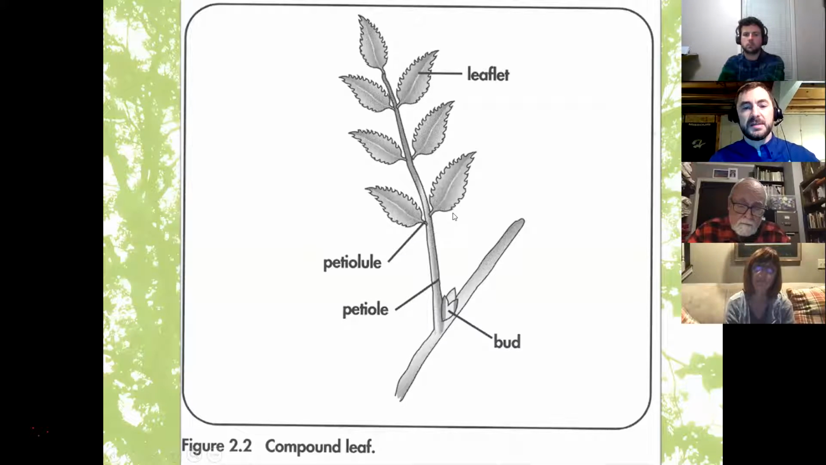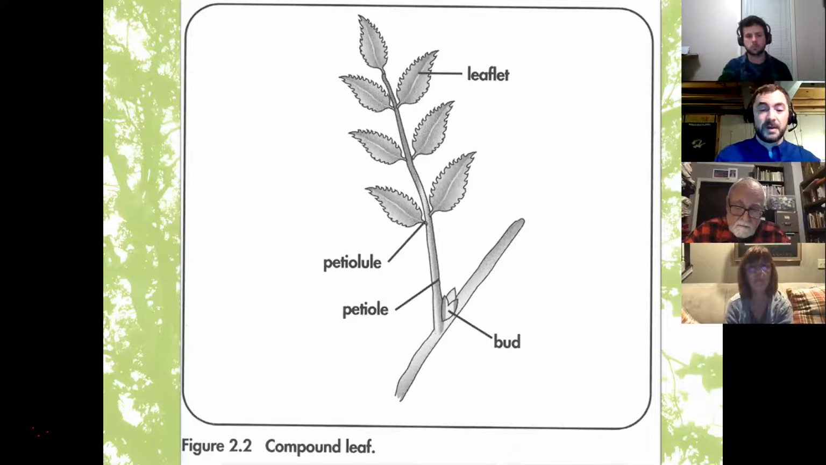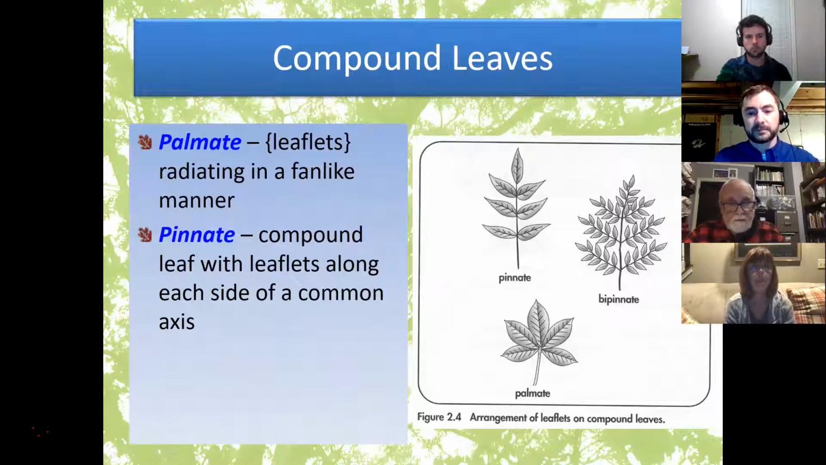Every little leaflet is not called a leaf. I know it can be confusing, especially when we start looking at it in the real world and you're trying to look up into a canopy and make sense of what you're looking at. But that whole structure is the leaf on a compound plant.